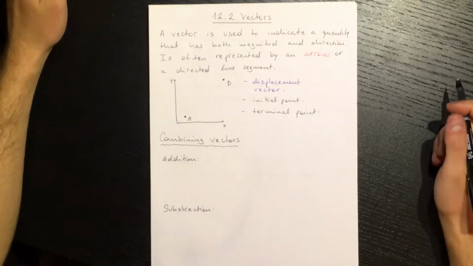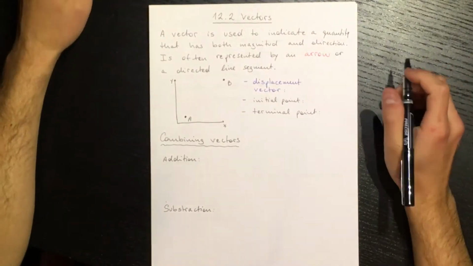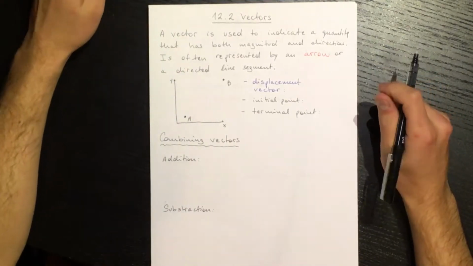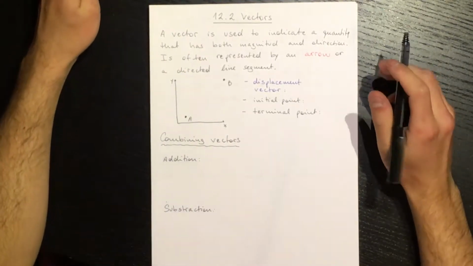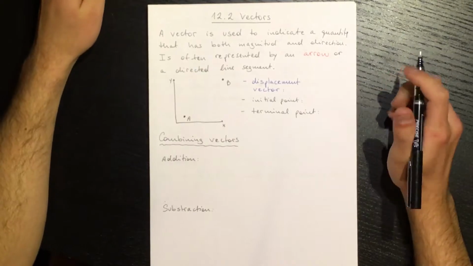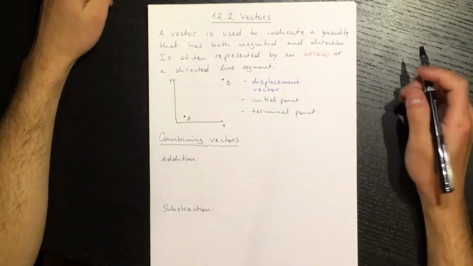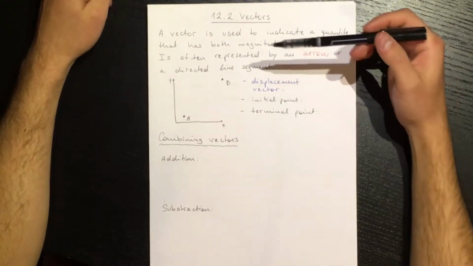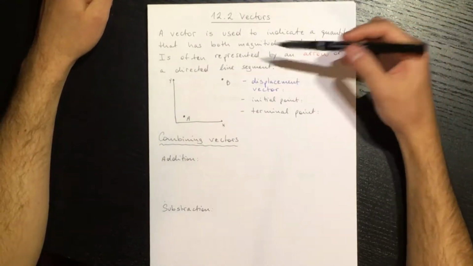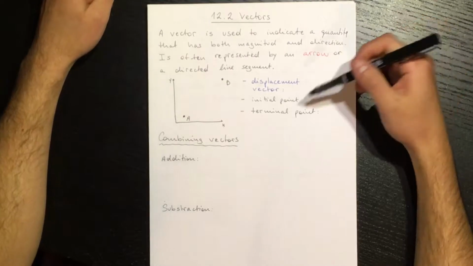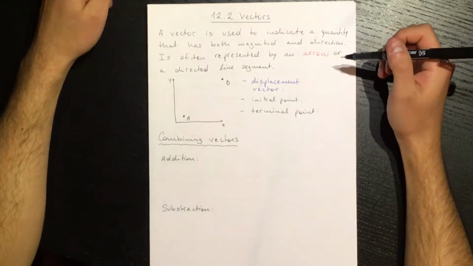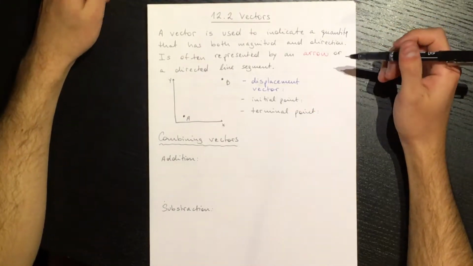Hi everyone, today in this video I'm going to talk about chapter 12.2, vectors. I'm going to start with the definition and concept with letters, and then I'm going to get into vectors with numbers, applications with numbers. So the definition: a vector is used to indicate a quantity that has both magnitude and direction. It's often represented by an arrow or a directed line segment.